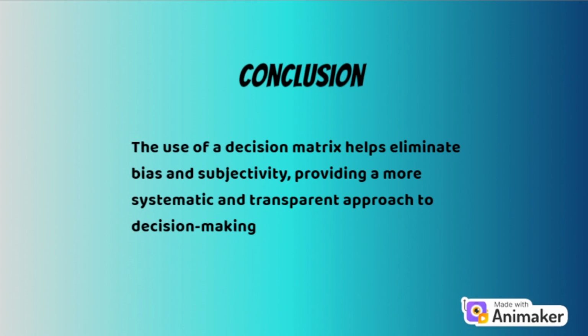In conclusion, the use of a decision matrix helps eliminate bias and subjectivity, providing a more systematic and transparent approach to decision making. It ensures that all relevant criteria are considered, weighted according to their importance and objectively evaluated. For decision makers, it is a must to consider the decision matrix as an approach for creating decisions, as it distributes every aspect of criteria with different values.